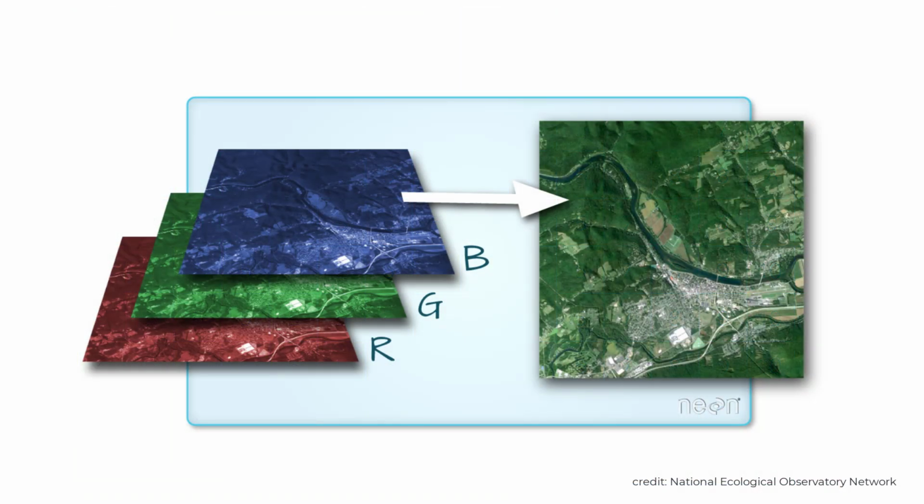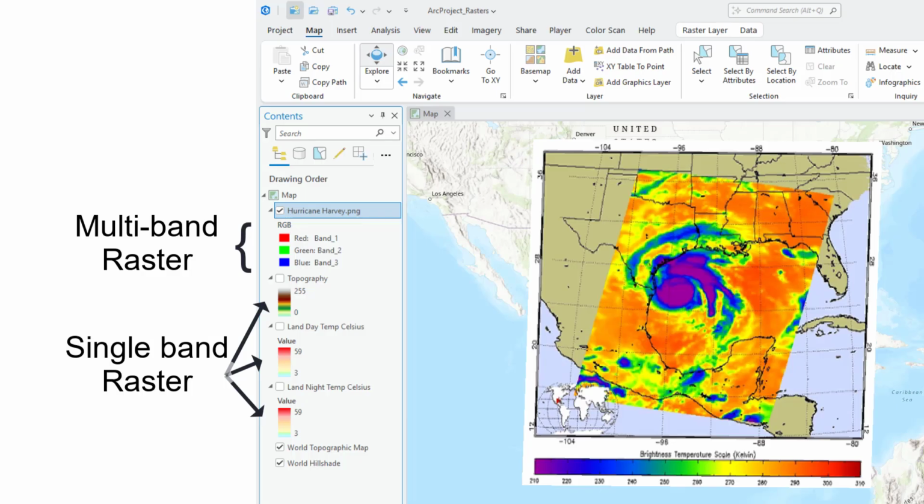Some rasters have multiple bands, like satellite imagery, where each band might represent red, green, or blue light. In multiband rasters like this, the raster calculator performs any operation on every band in the raster, processing each band separately. And for that reason, typically when using the raster calculator, we work with single band rasters.